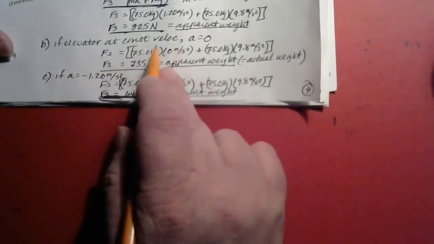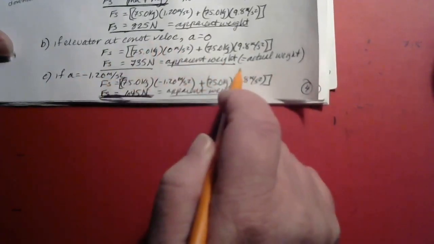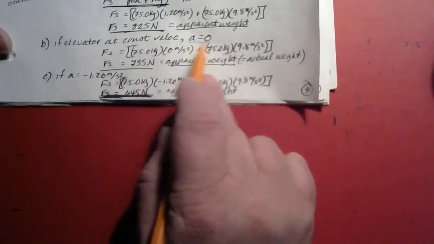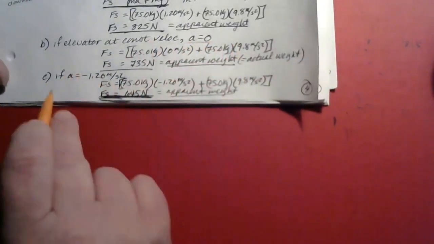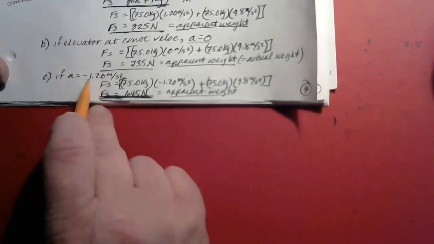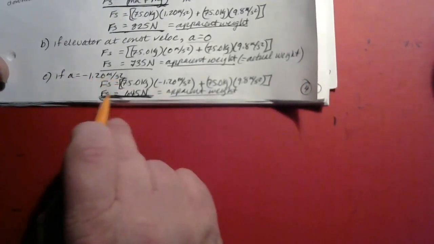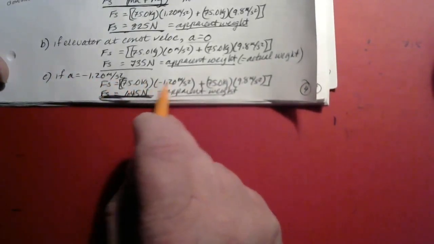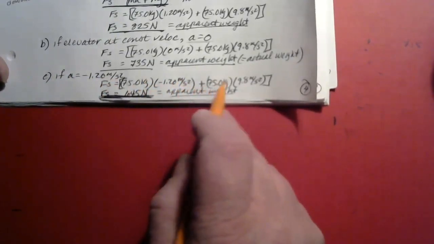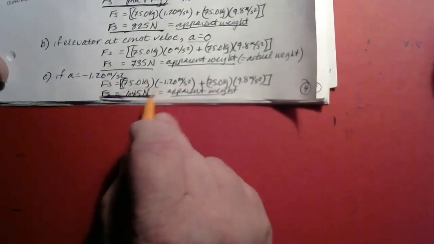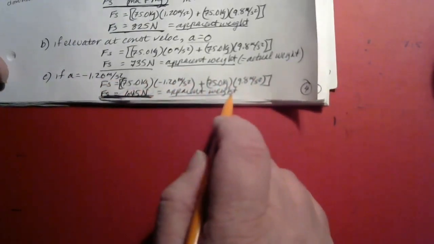And remember that constant velocity includes 0, so you get the same result if the elevator were sitting still, because what really matters is that acceleration is 0. On the other hand, if the elevator is going down, that is, acceleration is minus 1.20 meters per second squared, then Fs is going to be 75 times minus 1.2 meters per second squared plus 75 times 9.8, and that's going to be 645 newtons as an apparent weight.